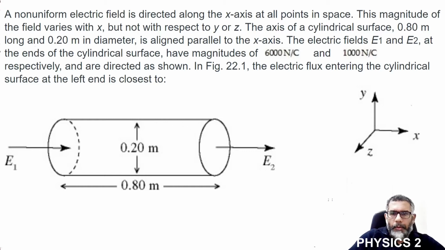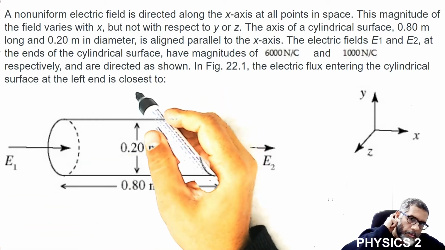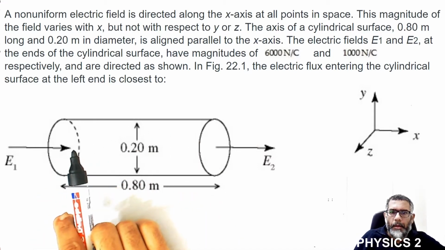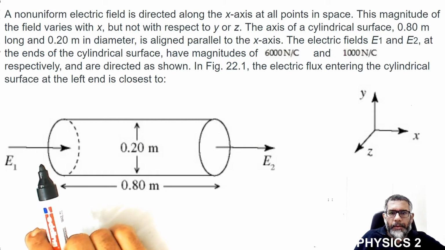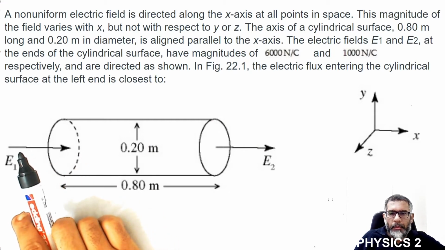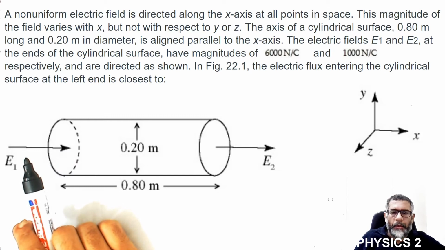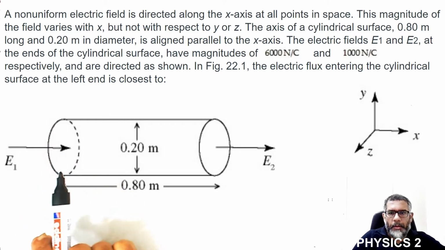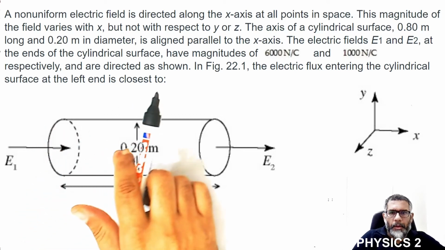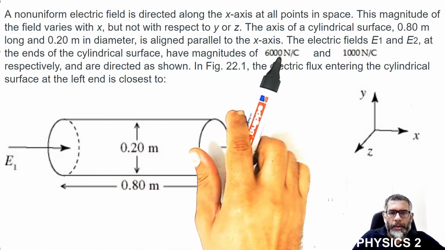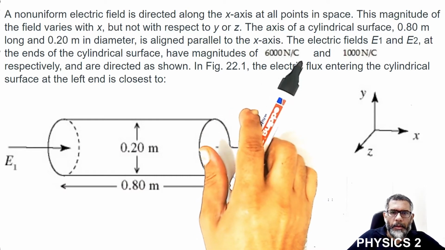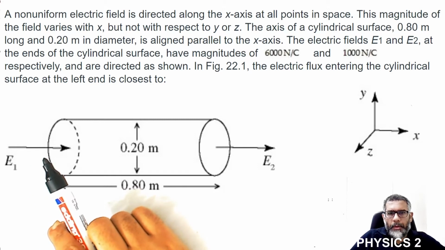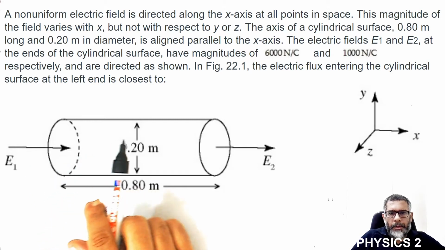Another flux problem. There's a cylindrical surface like this, and the electric fields are on the left cap of the cylinder. The electric field at this left cap surface is uniform, 6,000 Newton per coulomb all throughout the surface. But this doesn't mean that the electric field is the same everywhere.